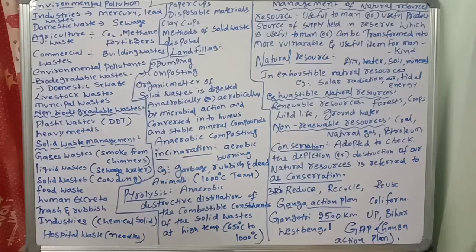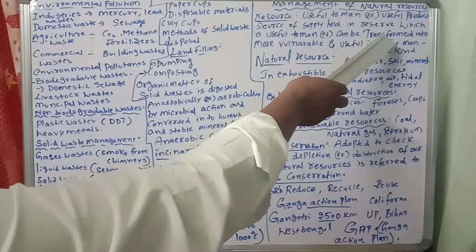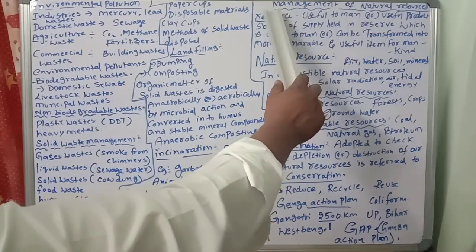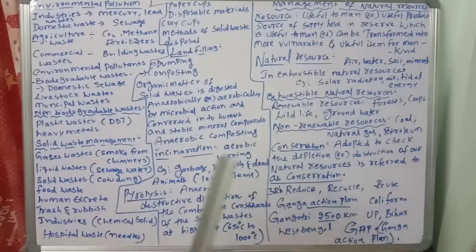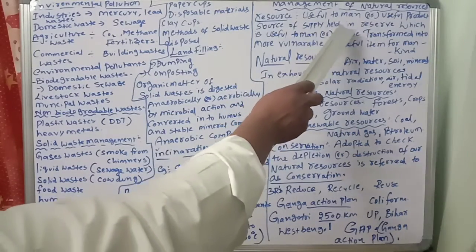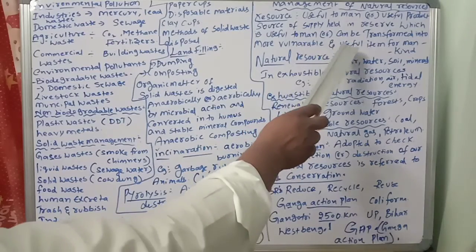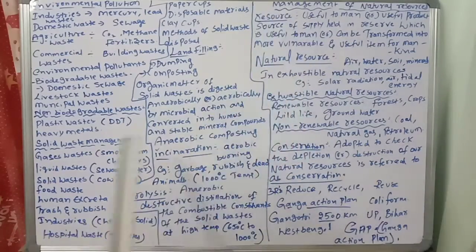So what I am telling is, a resource is definitely a useful thing. It can be referred to as a resource if it is a useful product or can be used to produce a useful thing. That is called a resource, a useful item for mankind. So useful to man, useful product, source of supply held in reserve, which is useful to man and can be transformed into a more valuable and useful item for mankind, is called a resource.